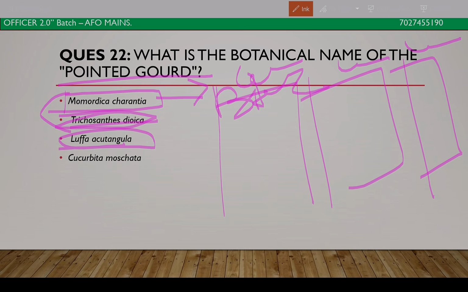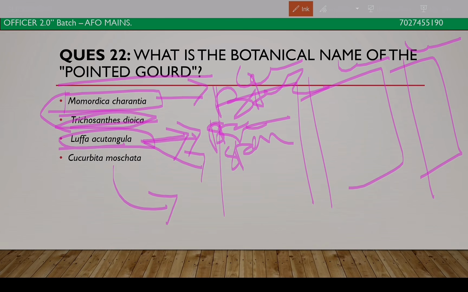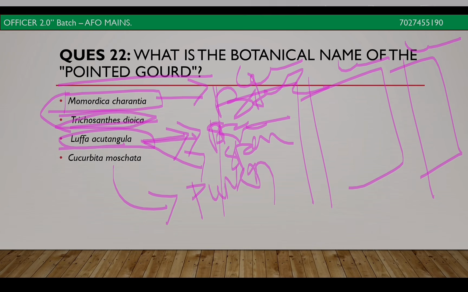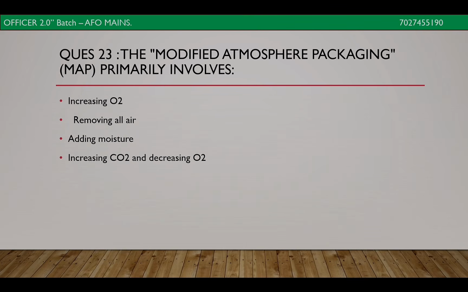For loofah, that is sponge gourd and ridge gourd: Luffa acutangula is used for ridge gourd, and Luffa cylindrica is used for sponge gourd. And Cucurbita moschata is mostly used as the scientific name of pumpkin. Okay, and now the next question.